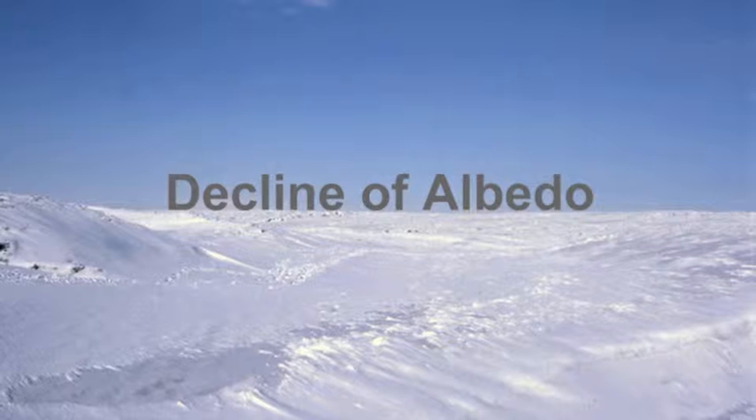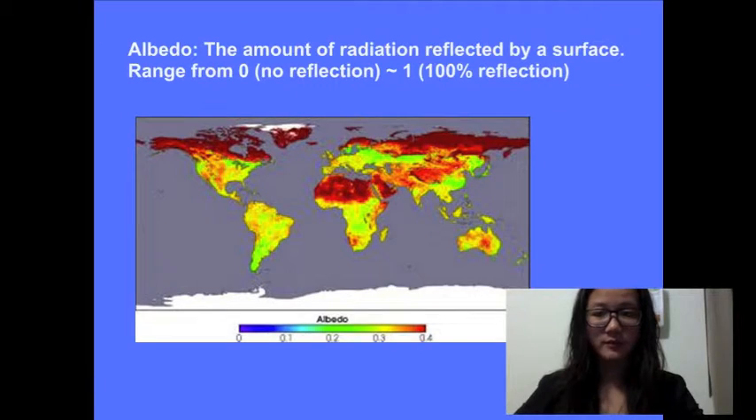I am Rosalind Cha, and today I will be presenting the result from our research team, the decline of albedo. Well, albedo is the amount of radiation or energy flux that is reflected by a surface, and surface albedo is the amount of radiation that is reflected by the Earth's surface.